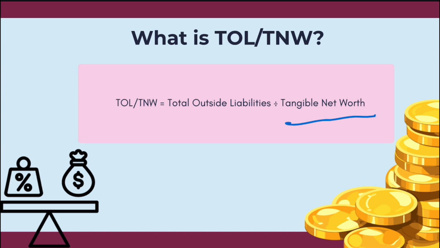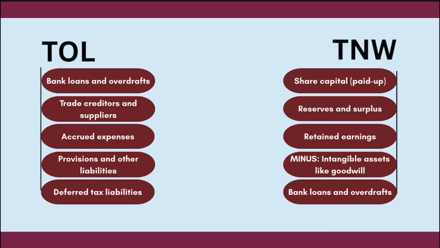Just imagine a traditional taraju, you call it in English a balance scale. On one side, you have your own investment and retained profits. And on the other side of this balance scale, you have all your borrowings, bank loans, supplier credit, everything you owe to outsiders, right? Simple.